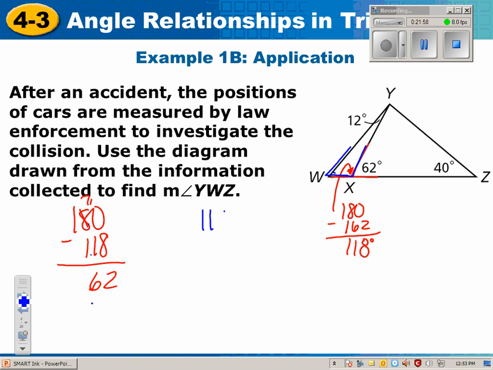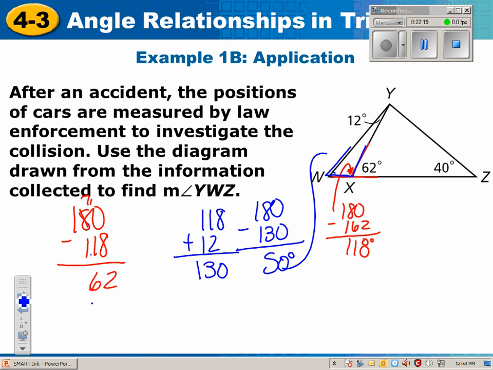Okay, 118 plus 12 is what? This is what? 130. So 180 minus 130 is what? 50 degrees. So the measure of that angle is 50 degrees. Questions? Okay, what theorem did I just use there? Triangle sum theorem. Get the name in your head.